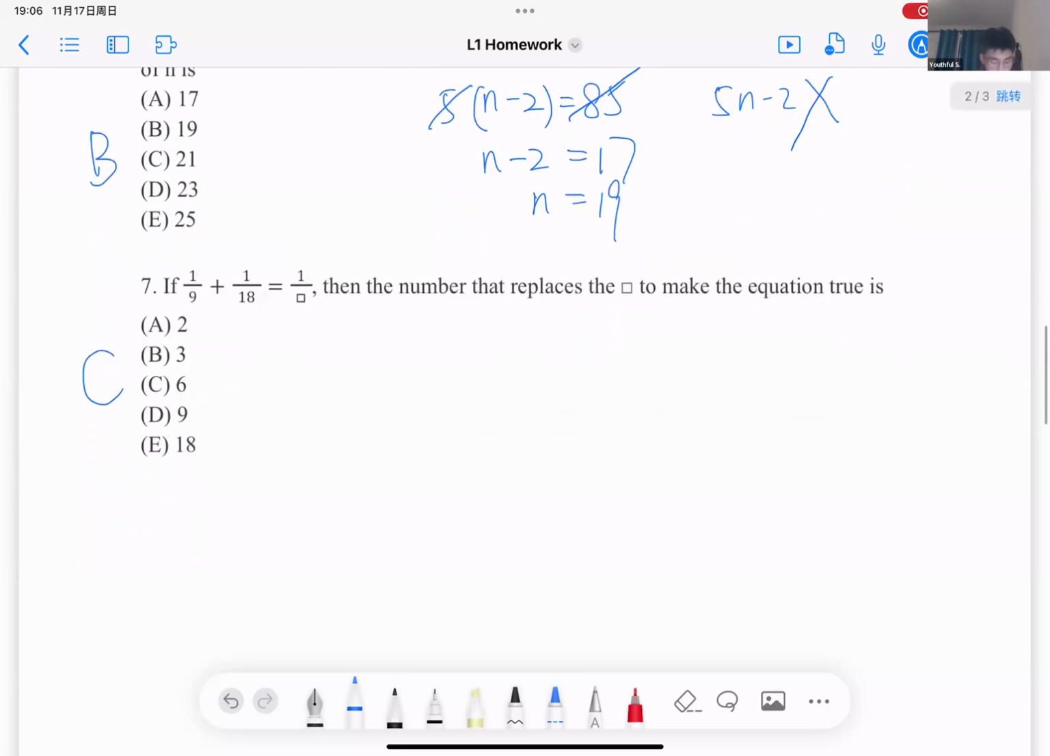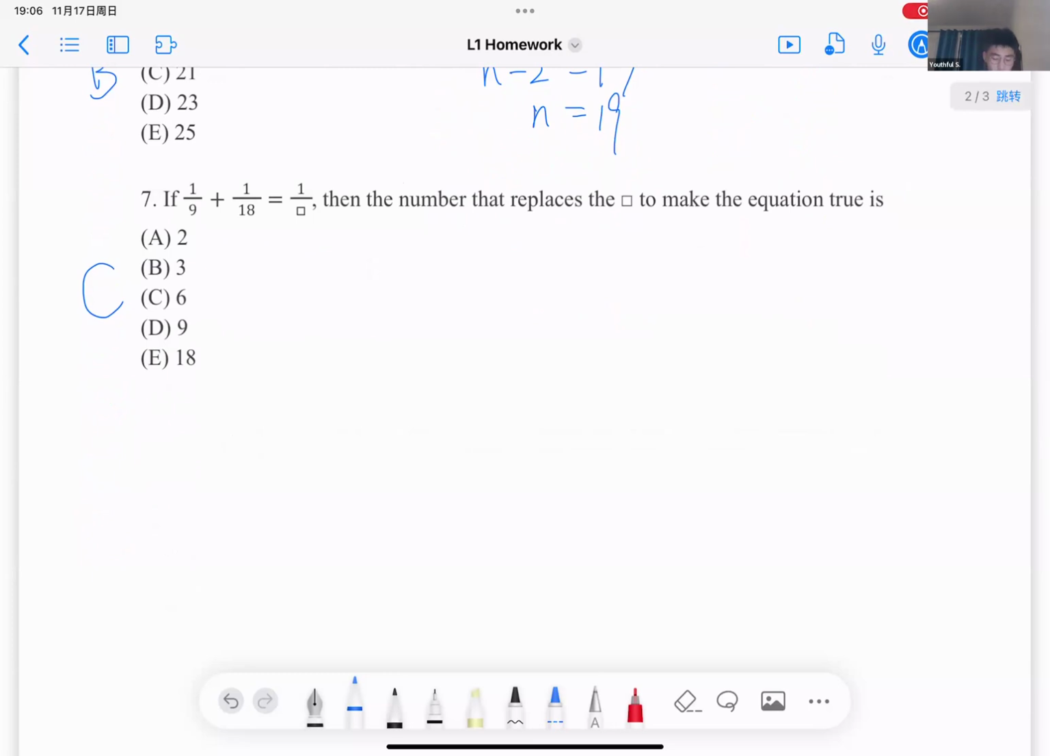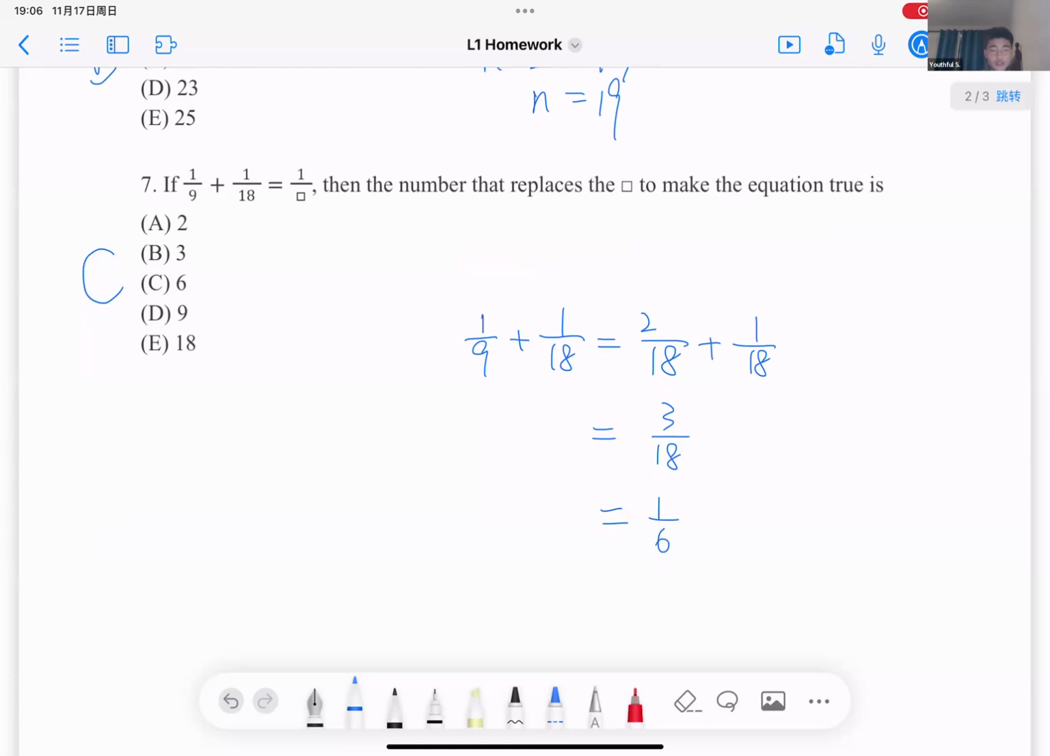The last one: if 1 over 9 plus 1 over 18 equals 1 over box, the number that replaces the box to make the equation true is... well, this one's quite easy. I didn't really think it was that easy when I was choosing the questions. It's just kind of awkward because the last question in this problem set was similar. Sorry. This is basically 3 over 18, which is 1 over 6. So the answer is C.